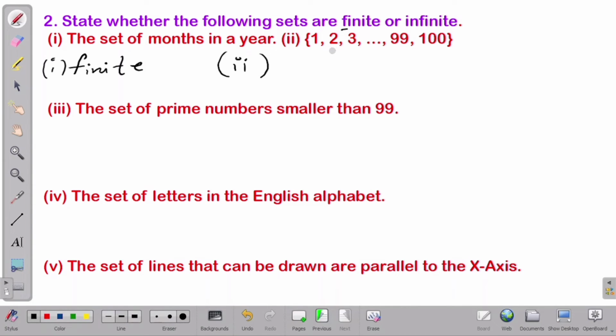Next one. Here one set is given: 1, 2, 3, and so on, up to 99, 100. There is a starting and an end point, so we can say this is a finite set. Next one, set of prime numbers smaller than 99. Yes, this is finite. Next, set of letters in the English alphabet. How many alphabets are there in English? 26. So it is also finite.